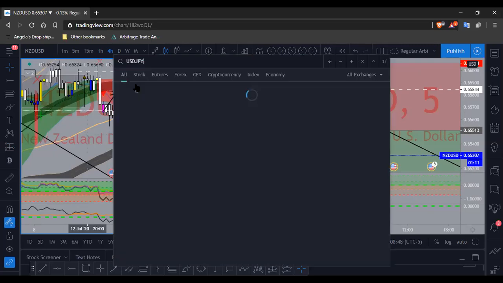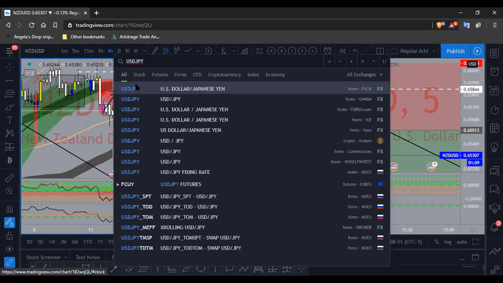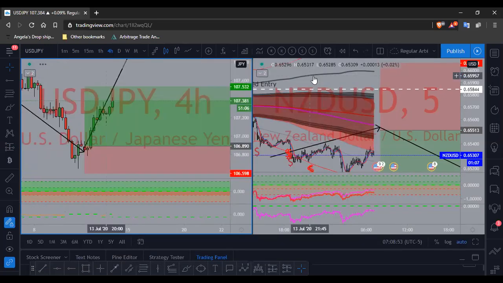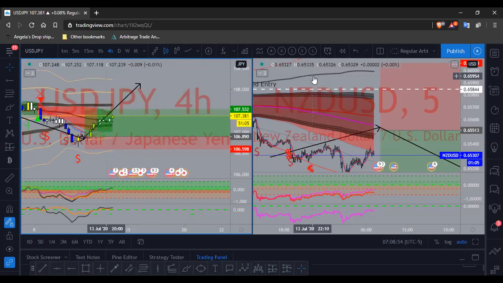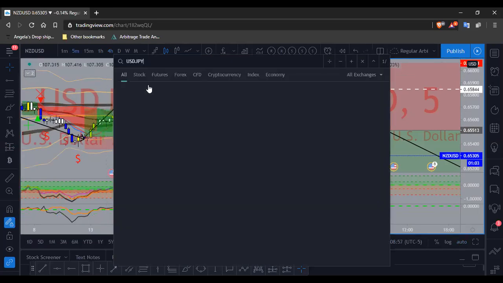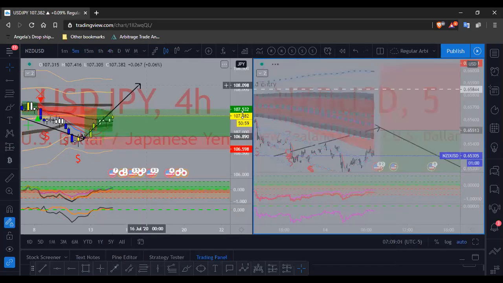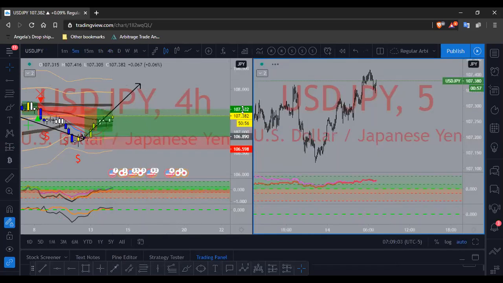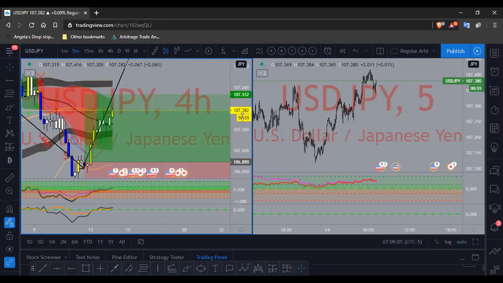USDJPY again. I don't know what it did yesterday. Oh well, yeah. From the trade that I talked about on Sunday, it's still running. I didn't get in it because I said I didn't like it, but it's still running. It's almost at TP.